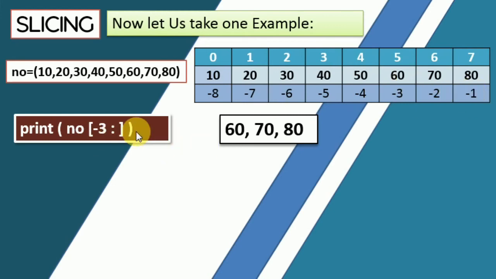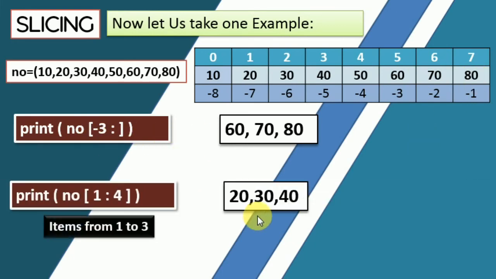If nothing is going to be written, it means it moved to the last value, that is 60, then 70, then 80. This is the case of negative. Now in the case of positive, if I want to display 20, 30 and 40, that means the range starts from 1, then 2, then 3. So 1 colon 4. 4 means it will be minus 1 and start from 1, then go 2 and then 3.